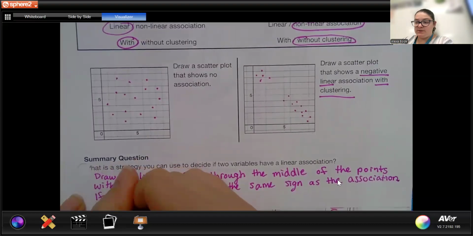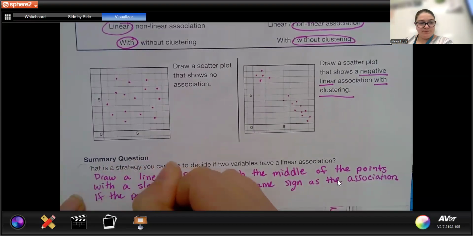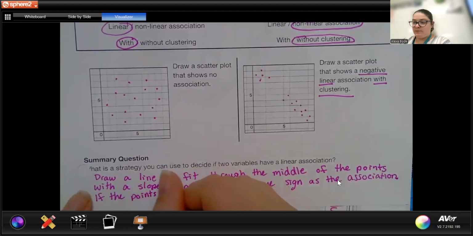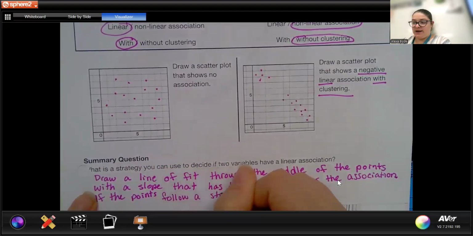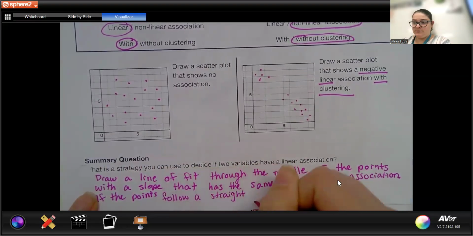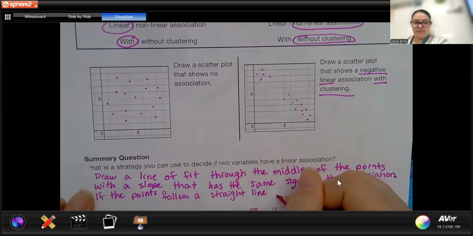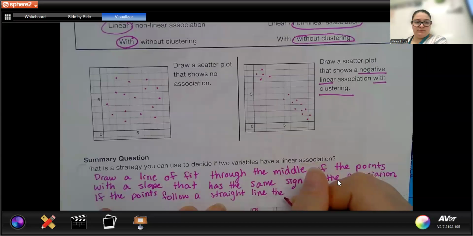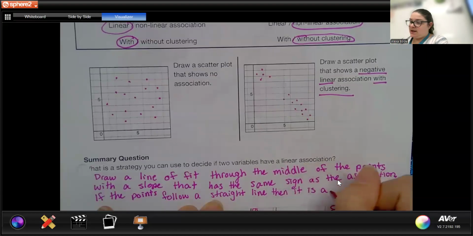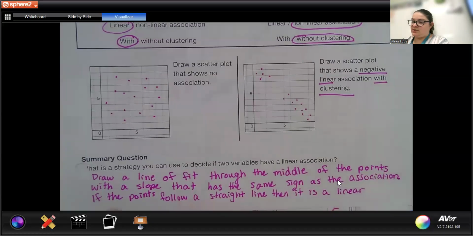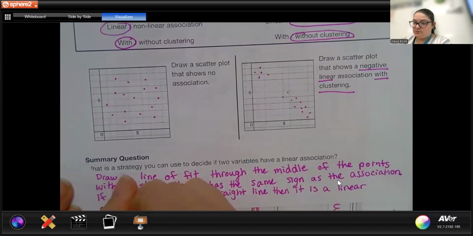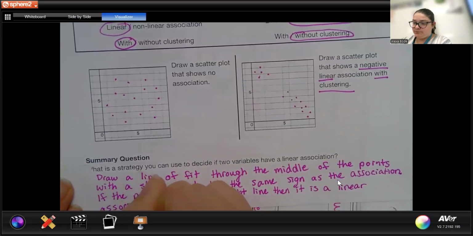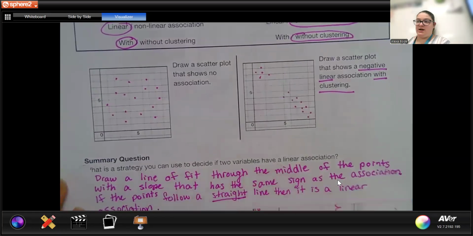If the points follow a straight line, then it is a linear association. And I'm going to underline the word straight.